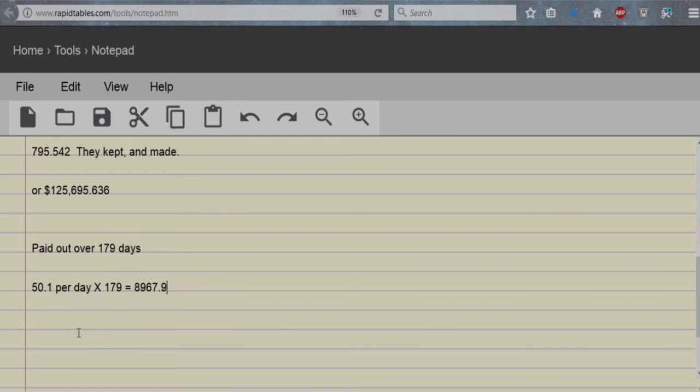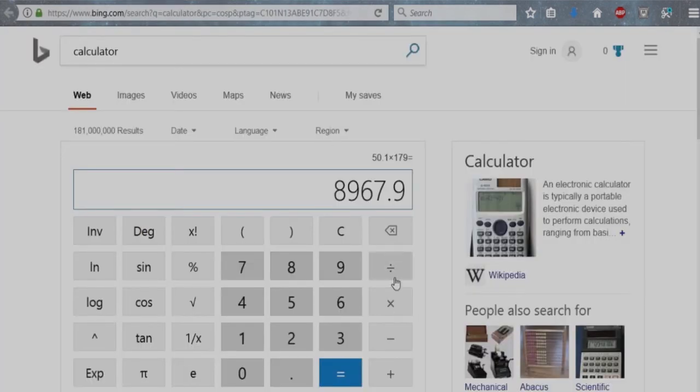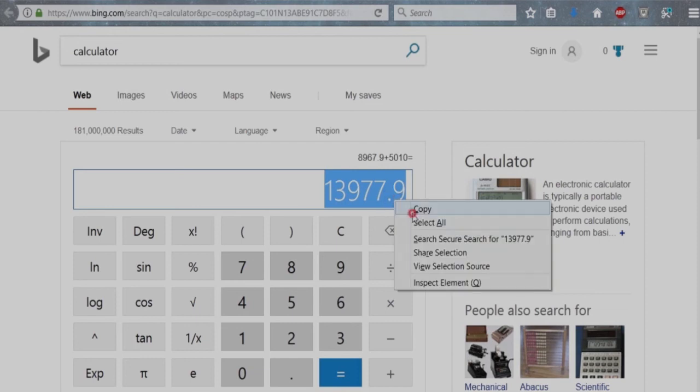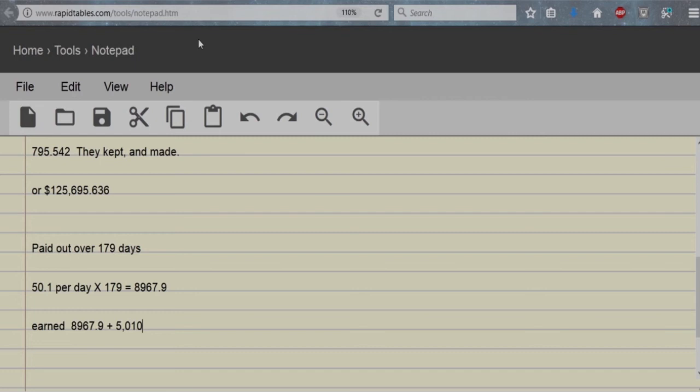You can go like this. You earned this in interest. Right? Plus you get your initial investment back of $5,010. What does that equal? This is what they're giving you back. Altogether, what they give you, including your capital return.